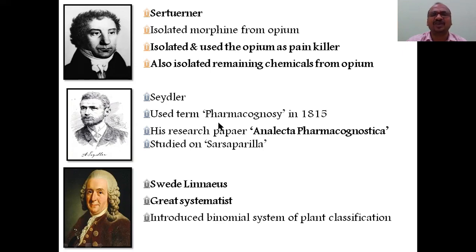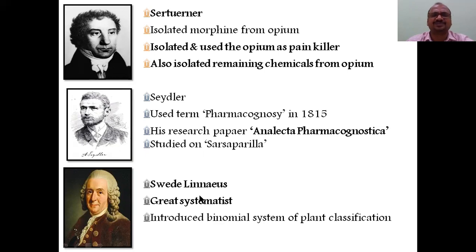And Seydler, he used the term pharmacognosy in 1850. He is the father of the term pharmacognosy. He used it first in a research paper, Analecta Pharmacognostica. He used this word in his research paper, and he studied sarsaparilla. It is nothing but sharbat. We can call it a sharbat, very cooling in the summer also, sarsaparilla.